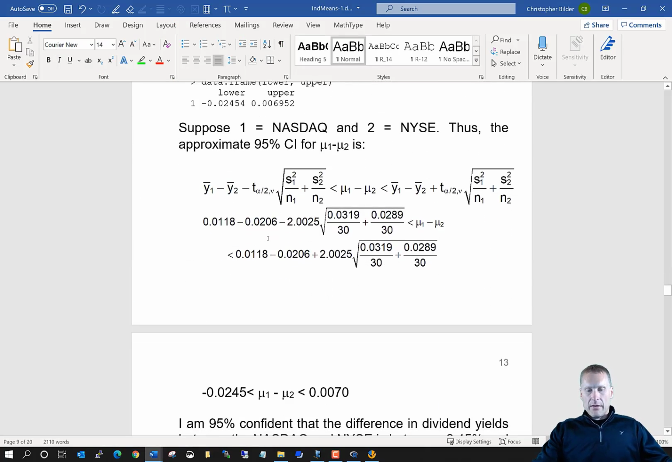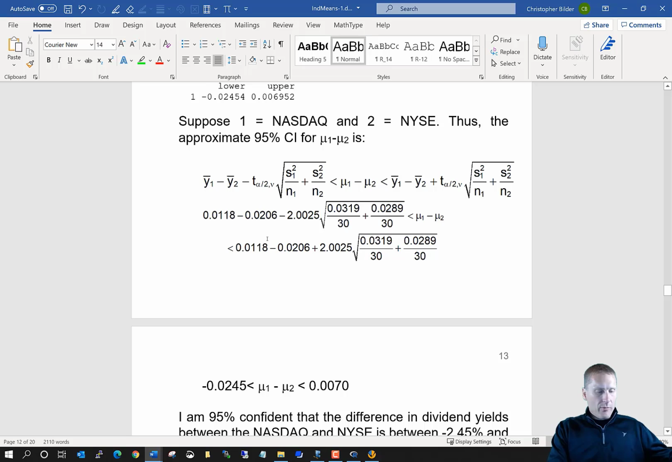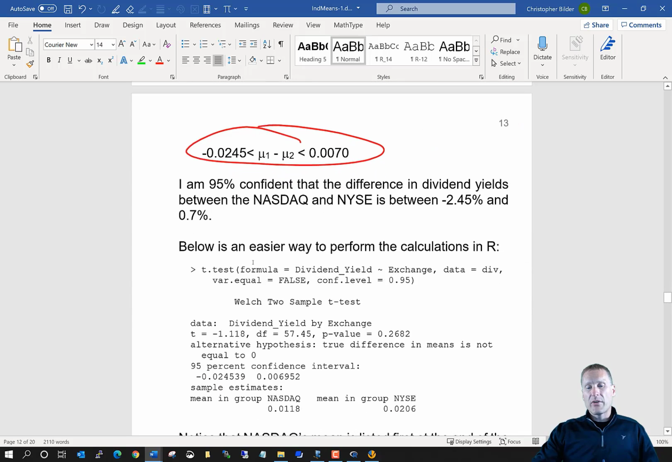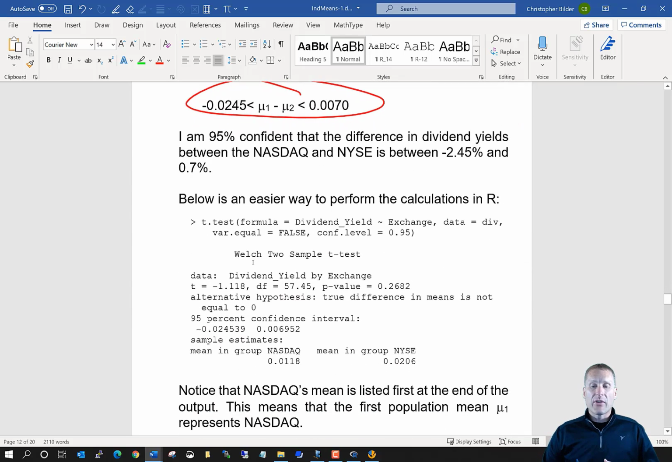Okay, let's jump back over to Word. On the bottom of page 12, I went through the calculations, writing everything out so you can see how all the components come together. Here's our confidence interval as well. One possible interpretation is: I am 95% confident that the difference in dividend yields between the NASDAQ and New York Stock Exchange is between negative 2.45% and 0.7%.